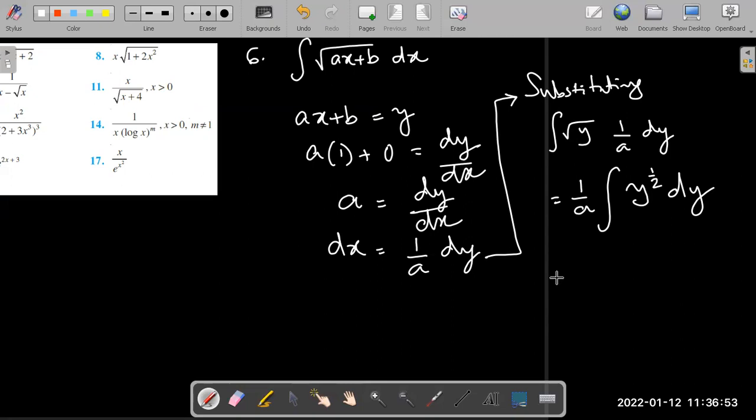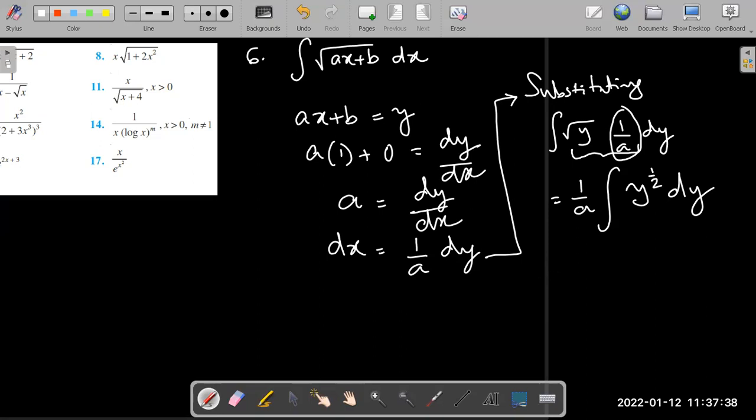But it's not common between both of them to be taken out, correct? We are not using any bracket here. If it doesn't have anything to do with y, we call that independent of y, or a constant. It doesn't vary with y. Whatever the value of y, 1 by a doesn't vary. That's why you can keep that outside the integration.